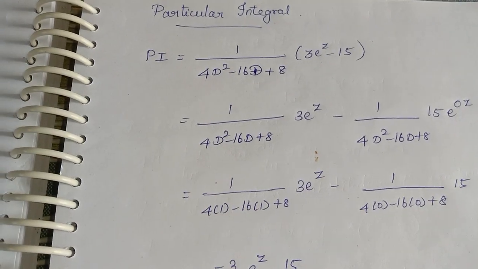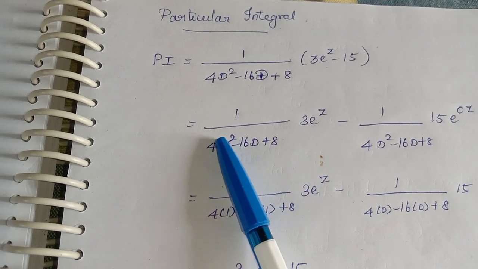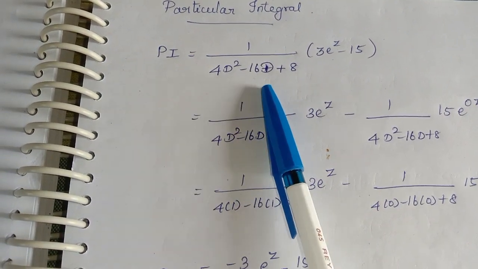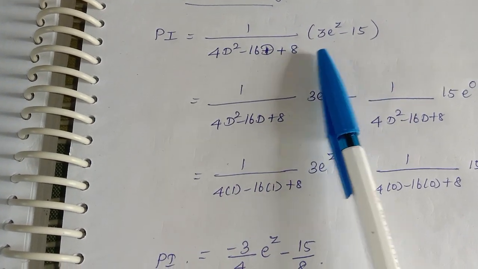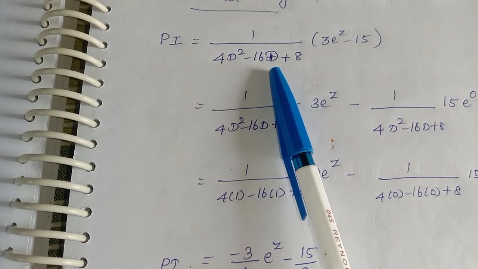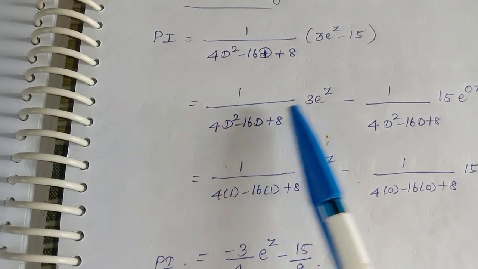Next we are going to find the particular integral. So particular integral equals 1 by (4D² − 16D + 8) into (3e^z − 15). We have two terms on the right-hand side, so let us separate them as different terms.